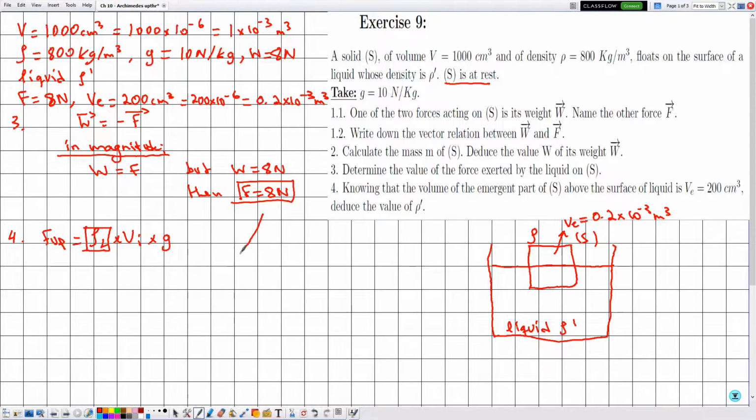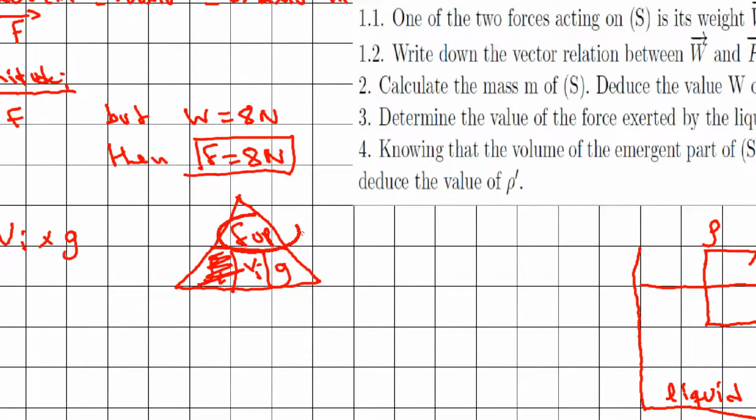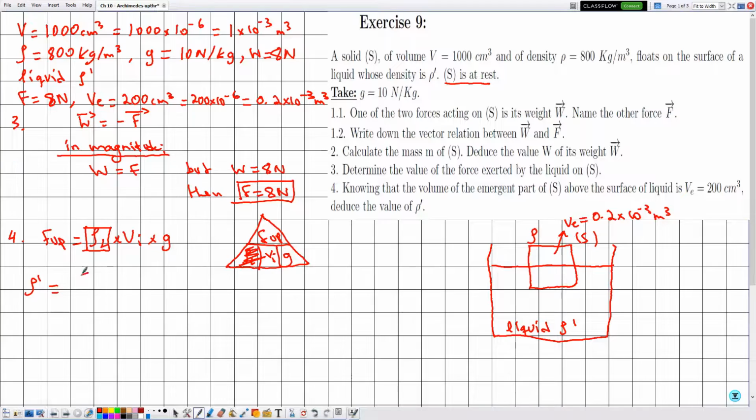So let's construct a triangle for this formula. Here, because we have a multiply, F upthrust will be at the top, rho L, Vi, and G at the bottom, knowing that we are interested in determining rho L, which is denoted by rho prime, and it's given by the value of F upthrust, which is denoted by F, divided by the immersed volume, which is denoted by Vi, multiplied by G.